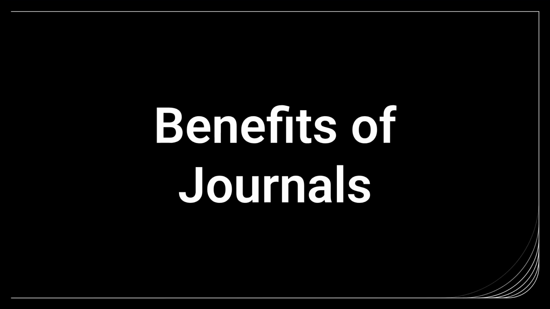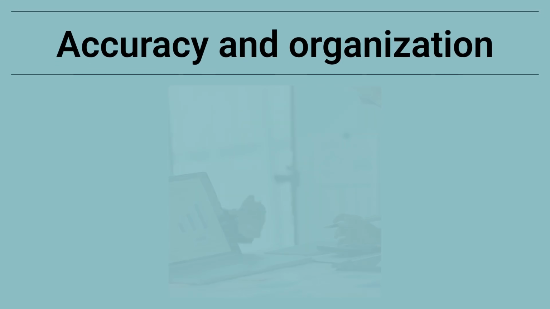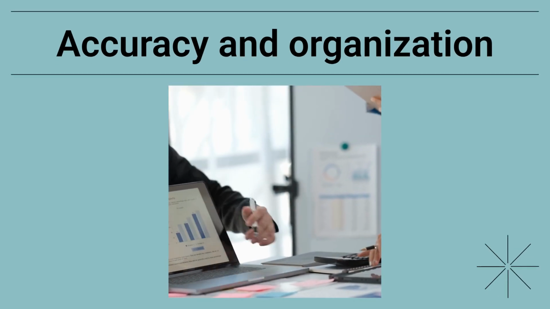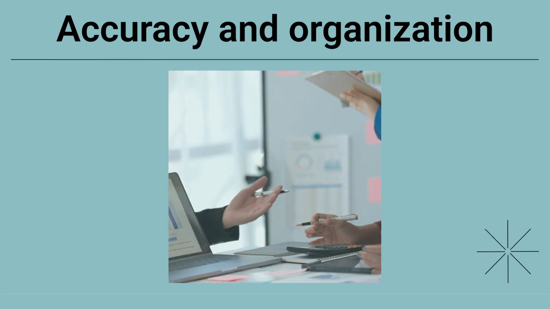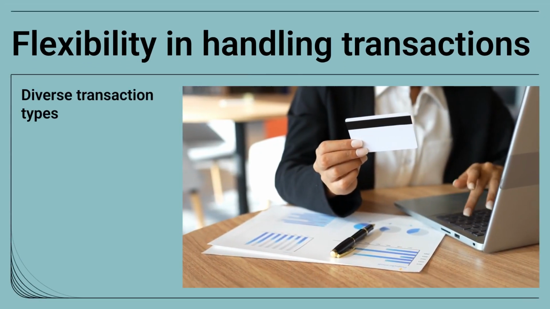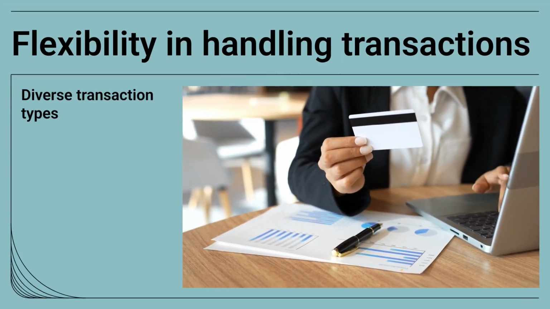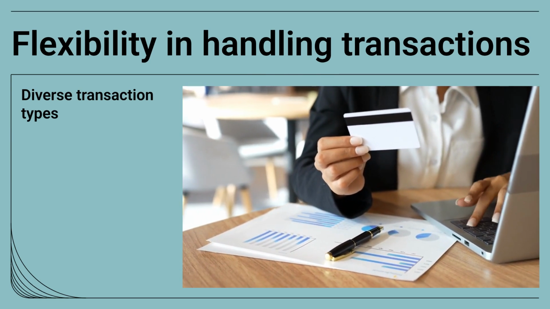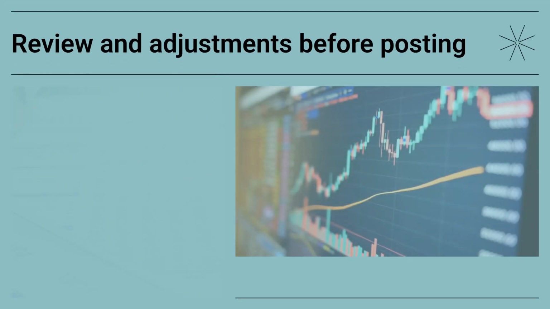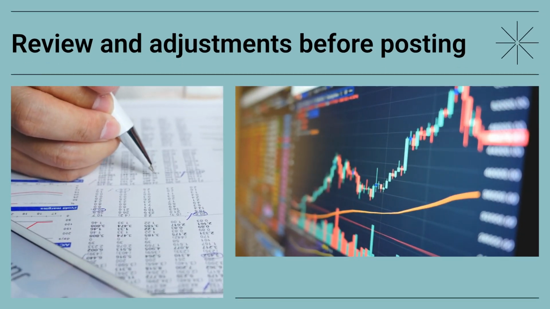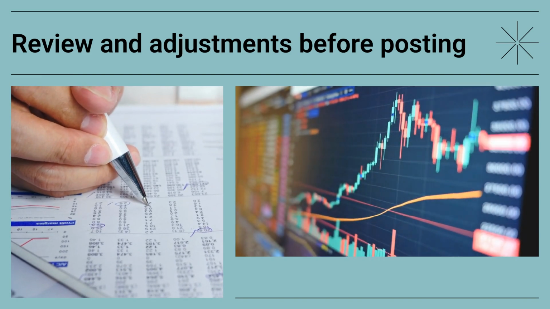Journals offer several benefits for accurate and efficient financial record keeping. Journals ensure accurate and organized financial records by providing a workspace for reviewing and adjusting transactions before posting. Journals provide flexibility in handling various transaction types, including general ledger postings, customer payments, and inventory adjustments. Journals allow for review and adjustments before final posting, ensuring the accuracy and completeness of financial data.